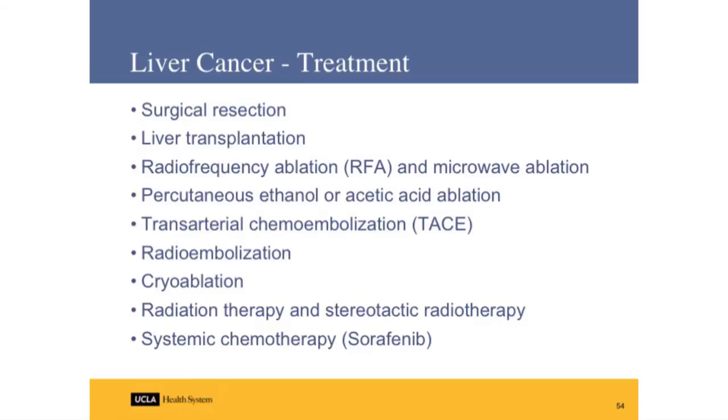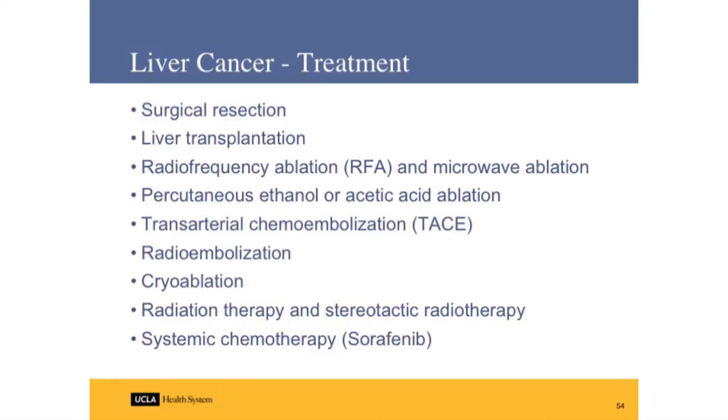The treatment of liver cancer is a little bit different than other cancers because there are many different treatment modalities. One is surgical resection, if the tumor is small and amenable to surgery. Liver transplantation is another mode of treatment of liver cancer. But in order to have a liver transplantation, you have to meet certain criteria.